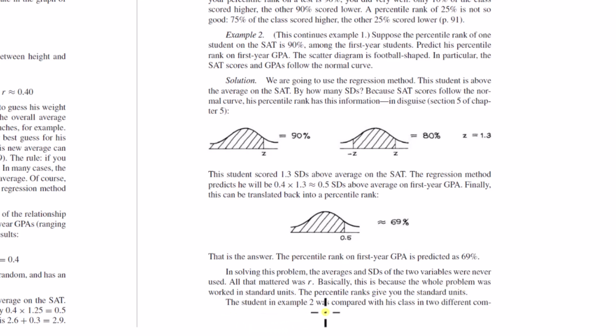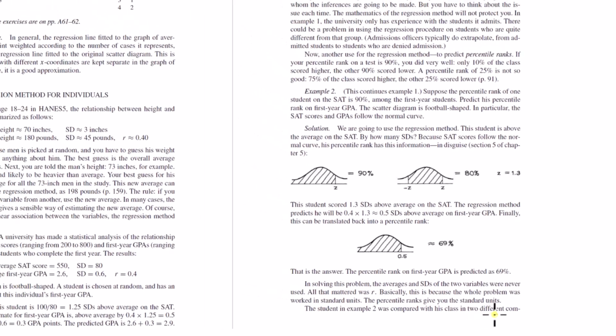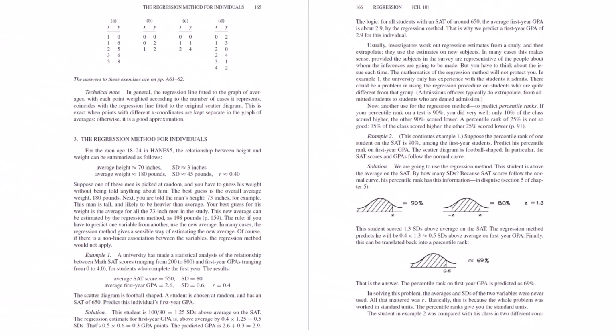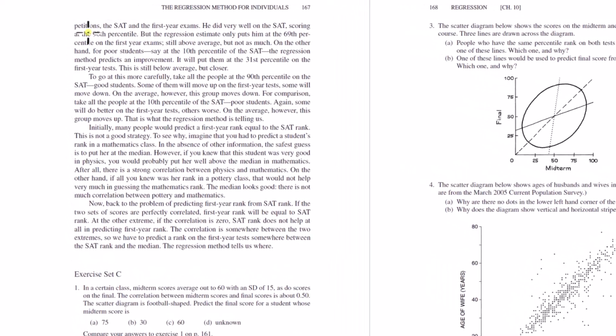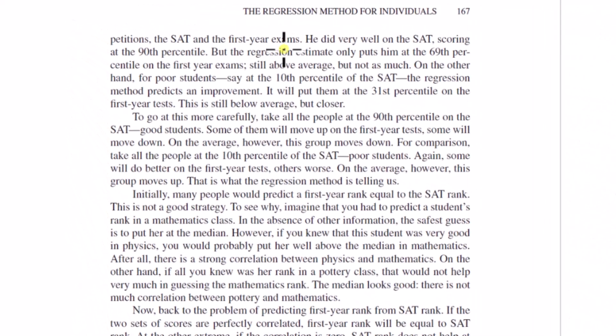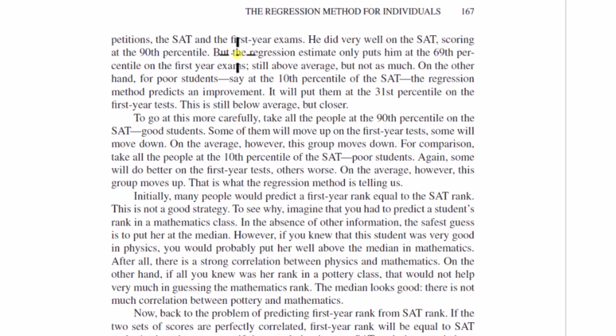The student in example 2 was compared with his class in 2 different competitions, the SAT and the first year exams. He did very well on the SAT, scoring at the 90th percentile, but the regression estimate only puts him at the 69th percentile on the first year exams. Still above average, but not as much. On the other hand, for poor students, say at the 10th percentile of the SAT, the regression method predicts an improvement. It will put them at the 31st percentile on the first year tests. This is below average, but closer.